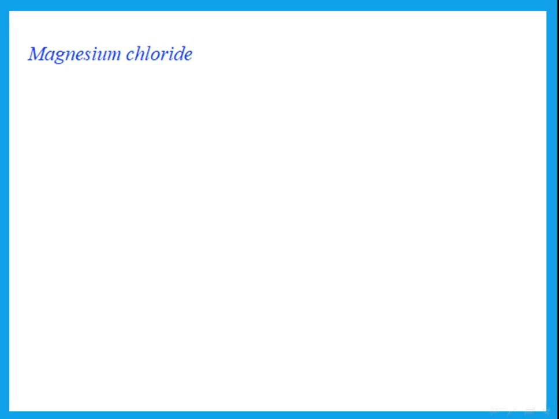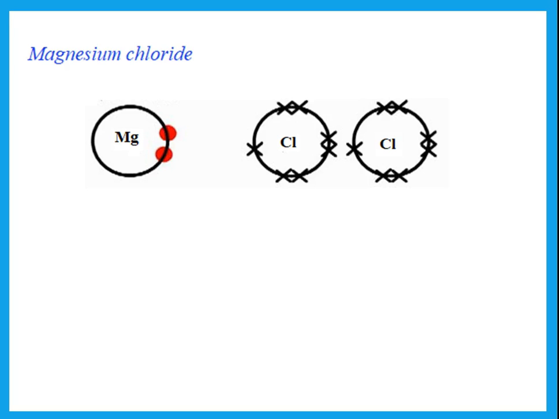Okay? Now I want to write magnesium chloride, so let's think. What is magnesium chloride? Magnesium has 2 electrons in its outermost shell. A chlorine atom has 7 electrons in its outermost shell. So each chlorine needs how many? Each chlorine needs 1. But then the magnesium needs to lose 2. It has to lose 2. It cannot lose just 1.